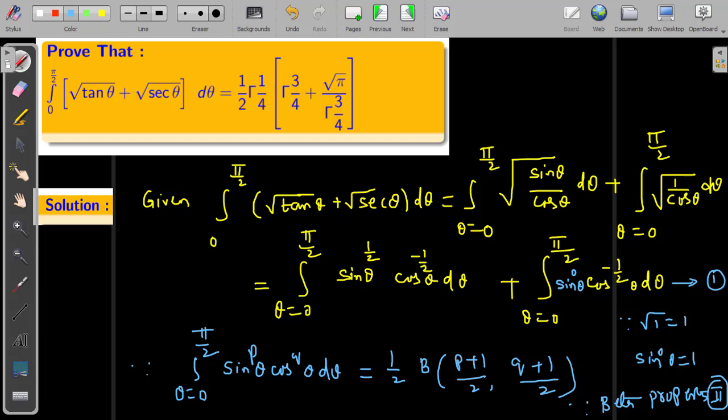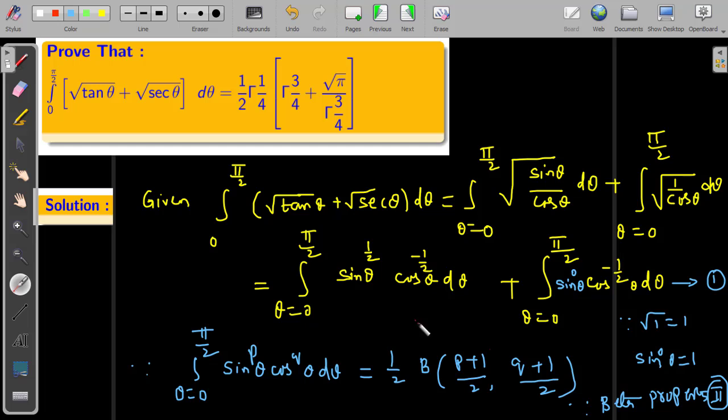After that, a similar pattern: if you look at equation 1, the first integral has limits 0 to pi by 2, and here also 0 to pi by 2. Sine power p means half here, q means minus half. Compare with p comma q. For the first integral apply this rule, half times beta of p plus 1 by 2, which is half plus 1 by 2, comma q plus 1 by 2, which is minus half plus 1 by 2. For the second integral, the p value is 0 and the q value is minus 1 by 2.